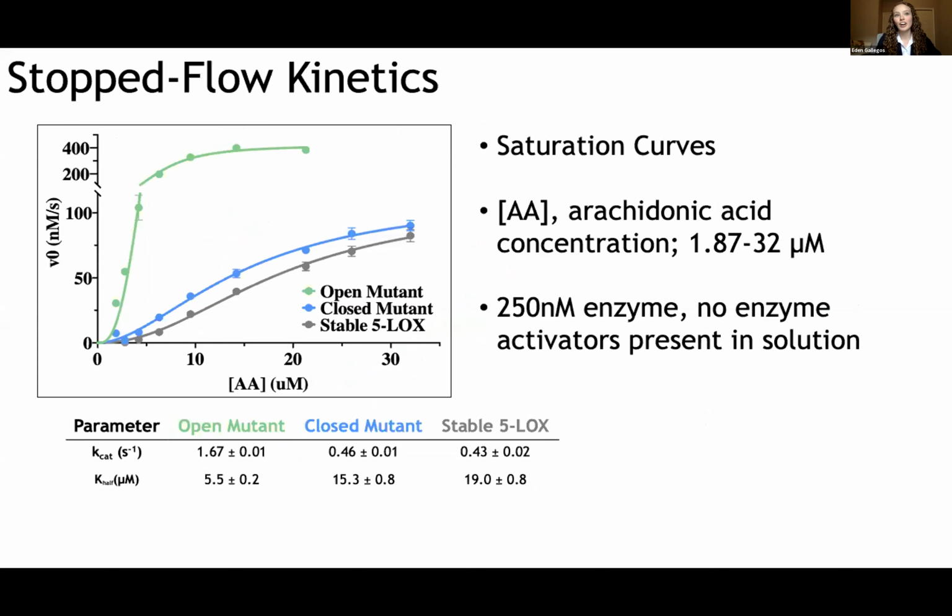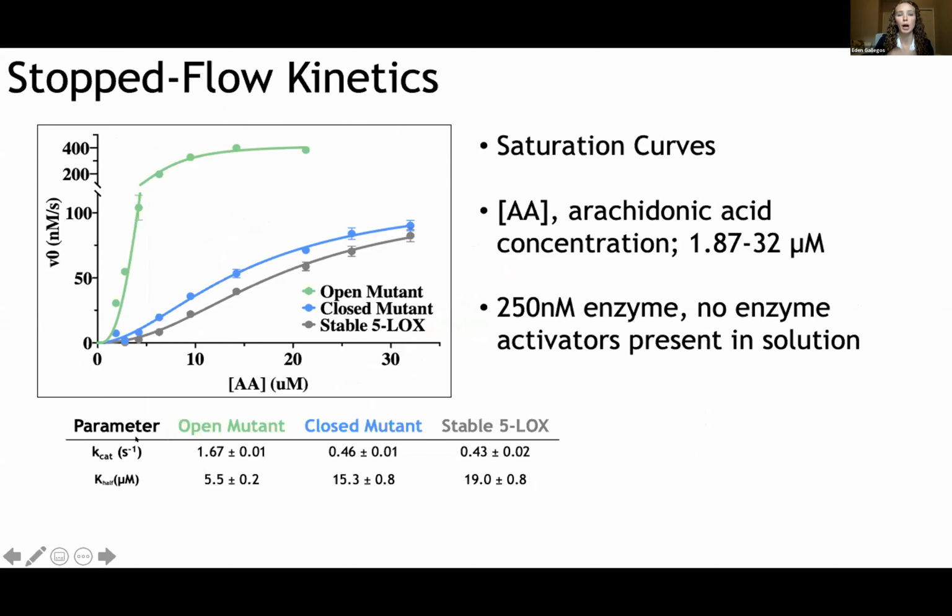And then further, the previous observations at one substrate concentration were actually reflected across many concentrations. Shown here are just saturation curves for these variants. Each dot reflects the initial velocity at a specific arachidonic acid concentration, and larger initial velocities for the open mutant, and conserved initial velocities for the closed mutant compared to stable 5-LOX were the result.